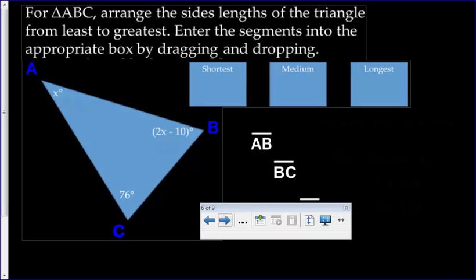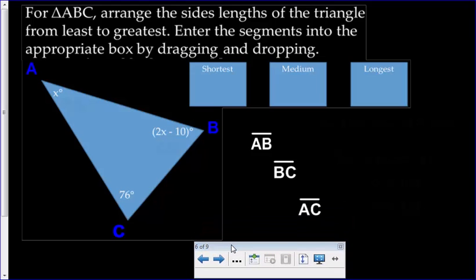All right, so this one, you have to do a little bit more algebra, but go ahead and figure it out on your own and see if you can figure out which side belongs in each of these boxes, the shortest, the medium, and the longest. And we'll drag ours up and show you our answers in just a second.